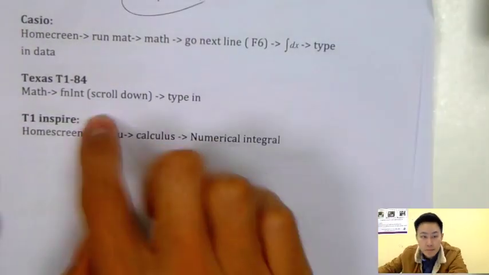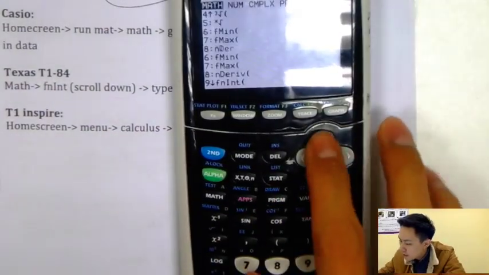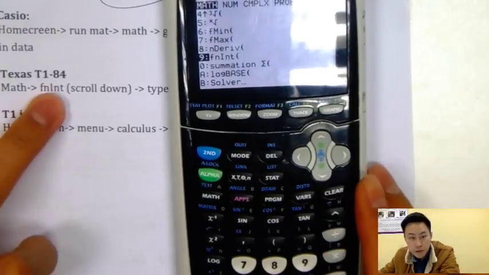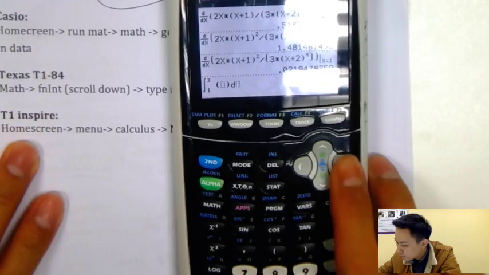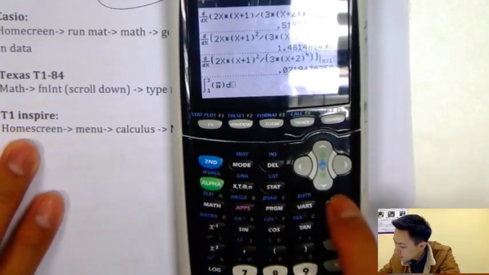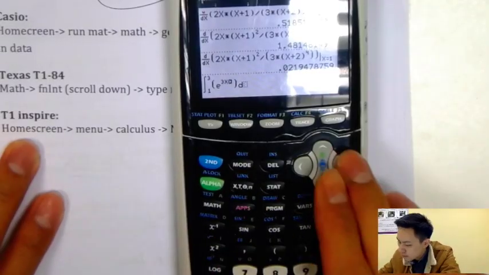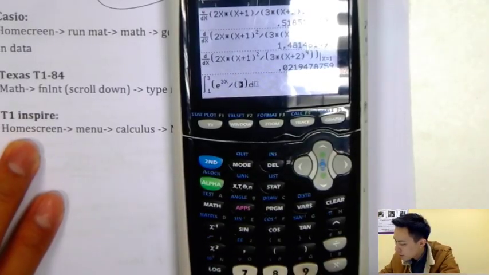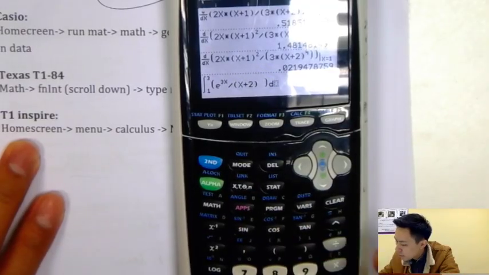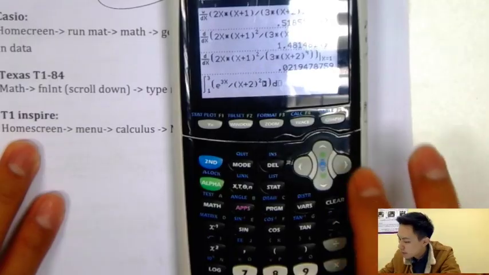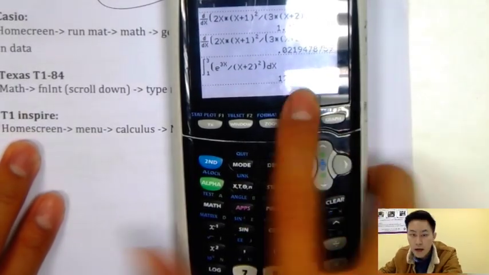Okay, but for the Texas model, you go to math, and then you go down, you see fnInt, fnInt. So you type in 1, and then 3, and then shift ln. Shift ln is here, yeah, 3x divided by bracket x plus 2 power of 2, right? And then at the end here, you have to type in x. So you get the same value as well.